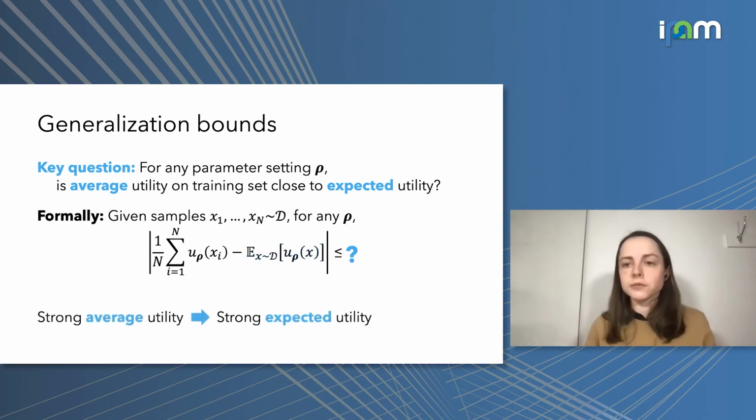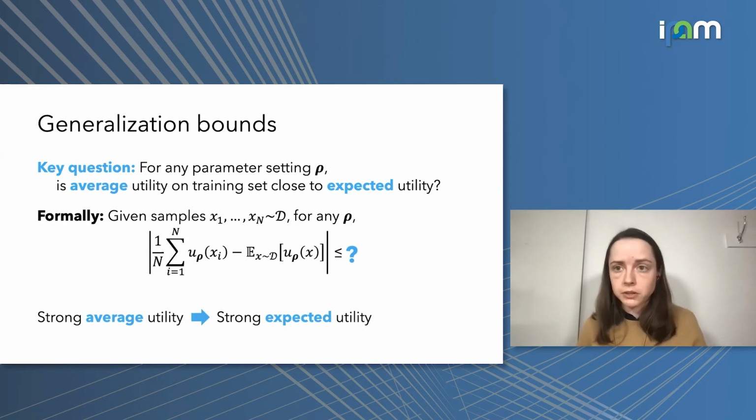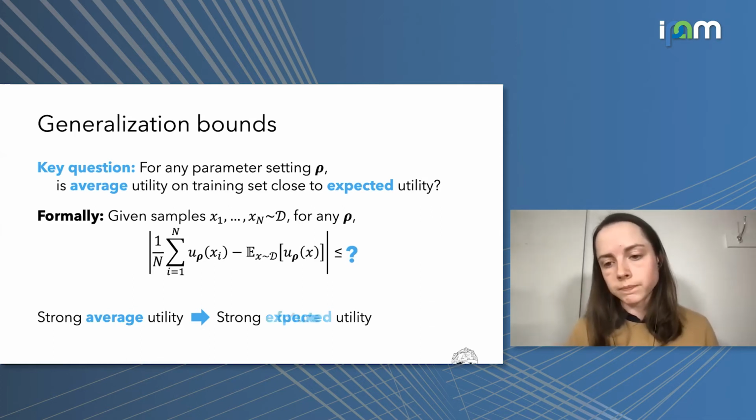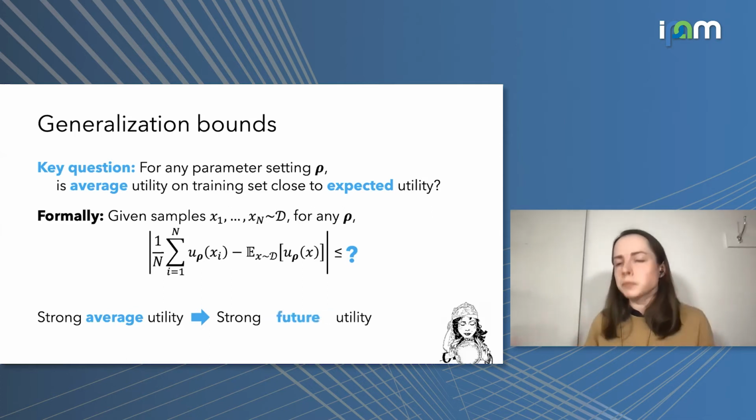And if this difference is indeed small for any choice of our parameter setting, we can be certain that if we find a parameter setting with good average empirical utility over the training set using your favorite black box parameter optimization algorithm, it will also have strong expected utility on our distribution. And you can think of expected utility as basically being a proxy for future utility on future problem instances from the same application domain.